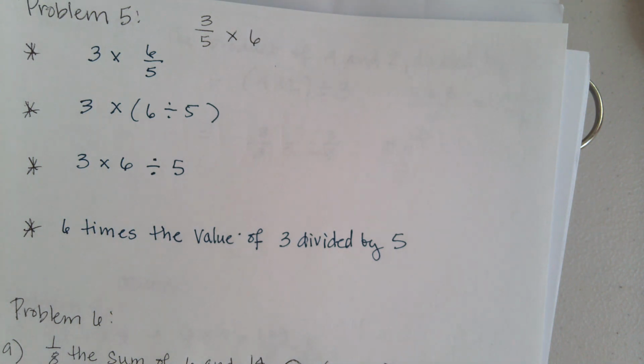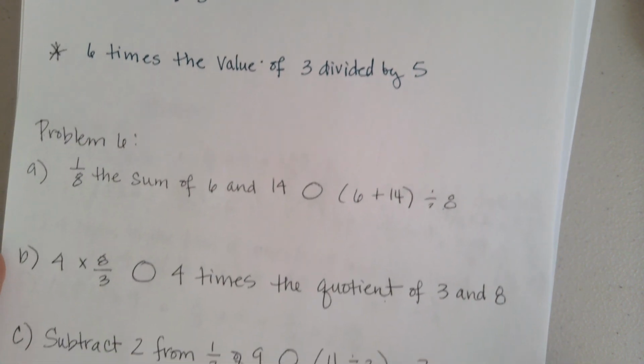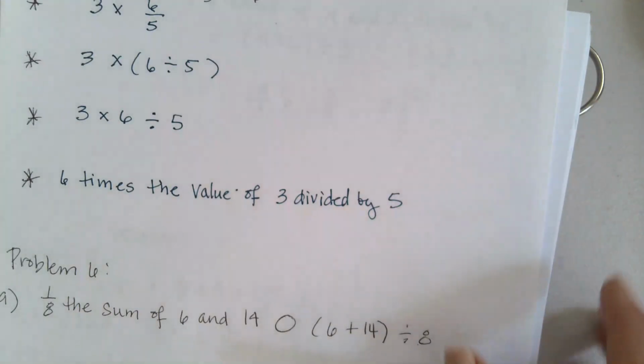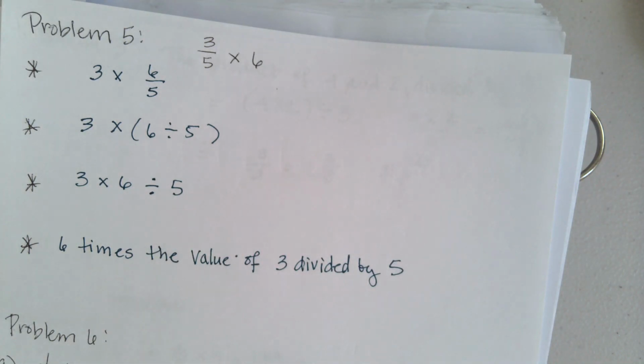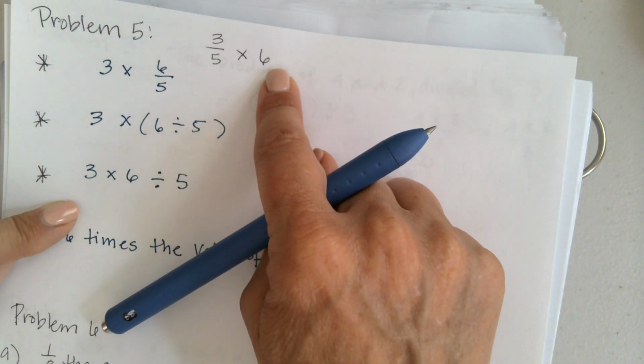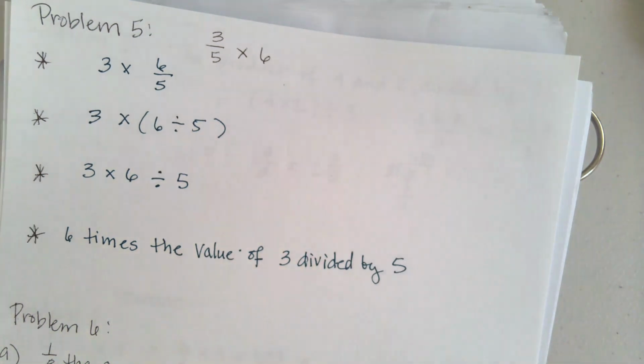Okay, the mid-module test is coming up, and this is going to be on it. So definitely go back and rewatch if you need a little more help. All right, our last problem is we're going to compare expressions in word and numerical form. So before we were taking the expression and expressing it in other ways, right? We were expressing it in equivalent expressions. So these are all equivalent expressions to 3/5 times 6.